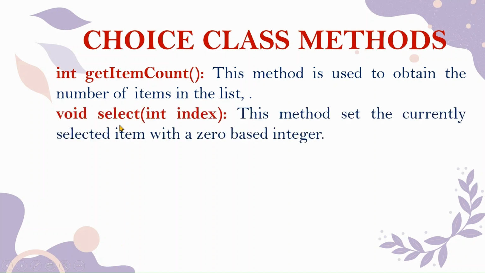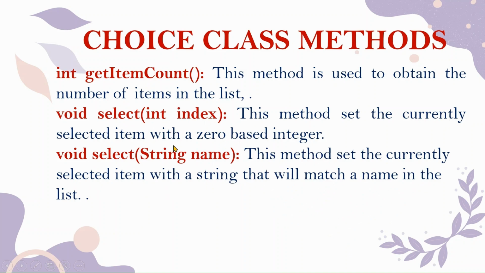Then you have a method called select, and we pass the index number of the option you want to select from the existing options. This method sets the currently selected item with a 0 based integer. Let's suppose you have 5 options and I want only the third one to be selected. You can write the choice control object.select of 3. Then whenever you run your application, the third option will be selected.